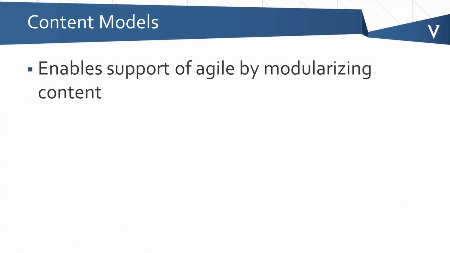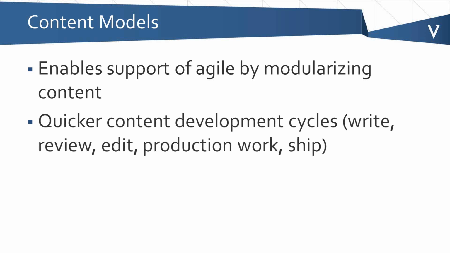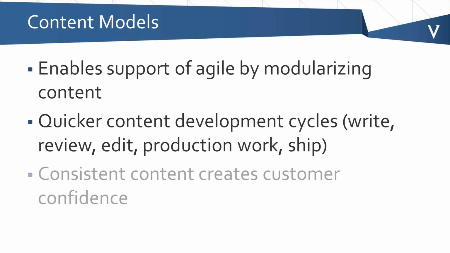So basically, content models, and again, if you're familiar with content models, please bear with me as I go through this quickly, enable support of Agile by modularizing your content, with quicker content development cycles. If you have a content model, you get through these cycles more quickly because you know what's there and how it's broken down. Consistent content creates customer confidence. You've probably heard the term signposts. A customer comes in and they're used to always seeing information presented in a certain way, and information can always be found in a certain place. They become more comfortable with your content, come to know where things are, and therefore your success rate is higher because they're able to find what they're looking for.